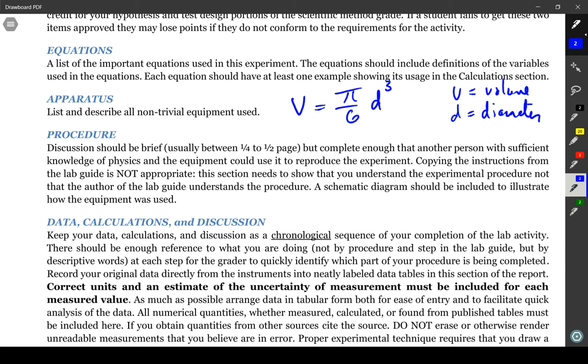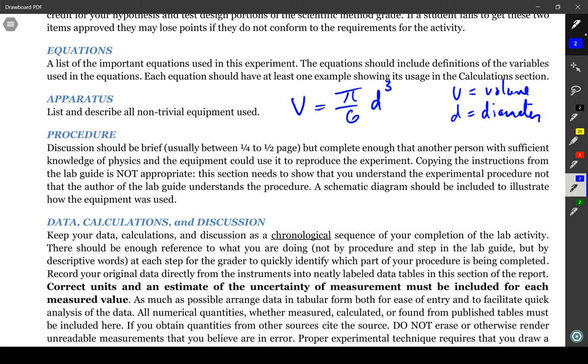Then the procedure. The procedure is probably an annoying thing, not as annoying as, I'm sure, the scientific method part. But the procedure, I don't want you to copy the procedure from the lab guide. The procedure, written by me, is overly verbose. I want to make sure that I've covered every question that I can think of that you might ask. Your procedure needs to be enough that somebody who knows physics, knows the equipment, can read what you wrote and can reproduce the experiment. Doesn't need to have all the nitty-gritty details, but it needs to have enough information that somebody could reproduce the lab based on what you wrote in the procedure.